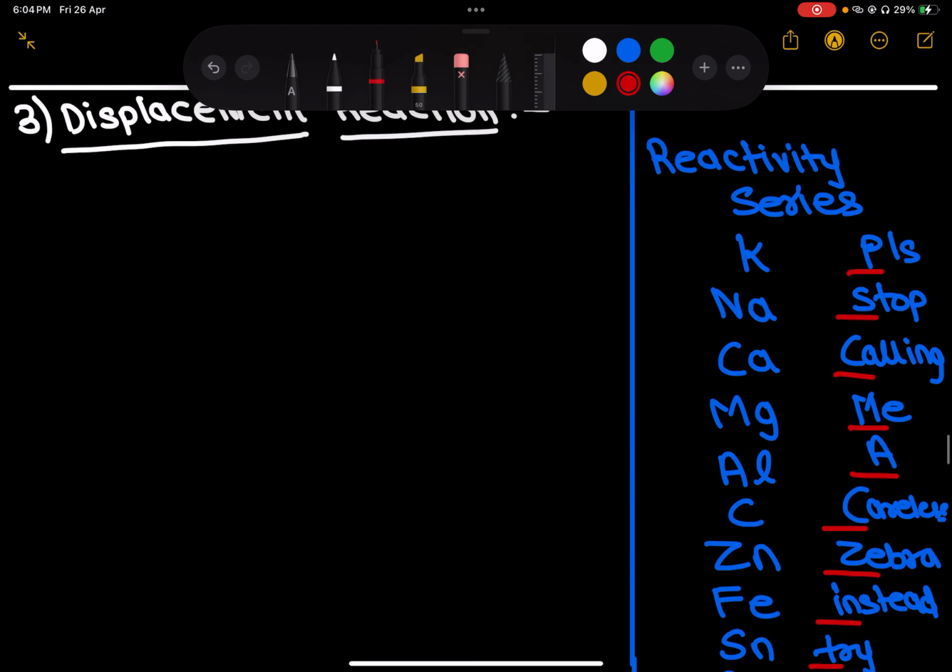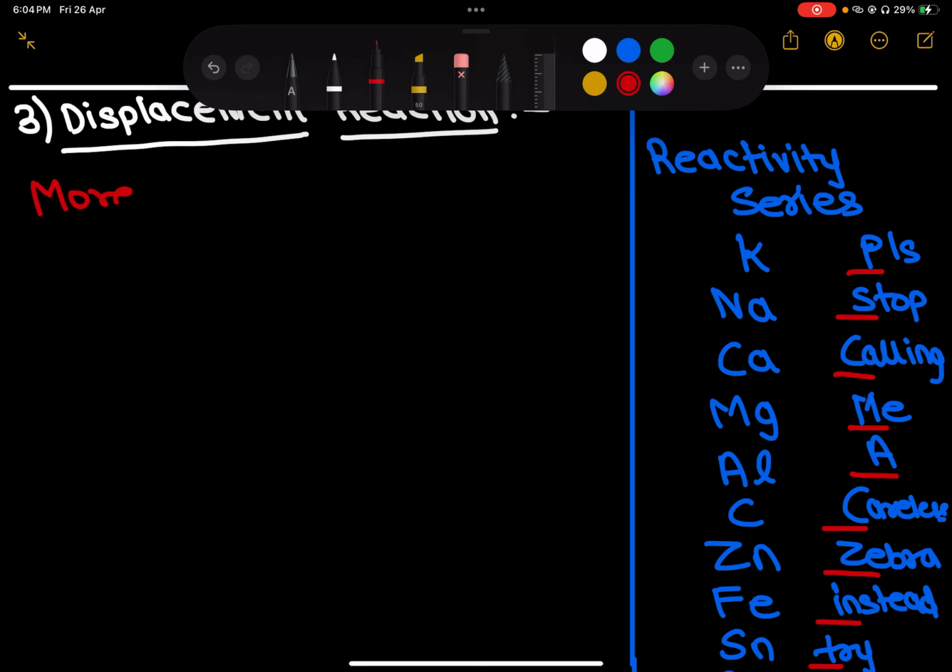Okay, so this is how you can remember the reactivity series. This is one of the mnemonics. I find it the easiest one. Anyways, so let's see the displacement reaction here. So what exactly is the displacement reaction? In the displacement reaction, a more reactive metal displaces a less reactive metal from its salt solution.